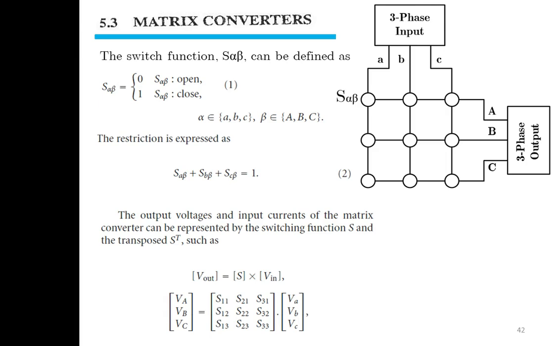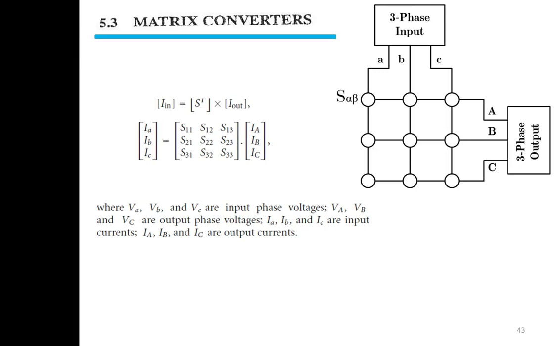We have to maintain output voltages which will have a phase difference of 120 degrees. So we will use a switching pattern of S11 to S33 so that the output voltages V capital A, V capital B, V capital C maintain a three-phase output and maintaining a 120-degree phase shift.